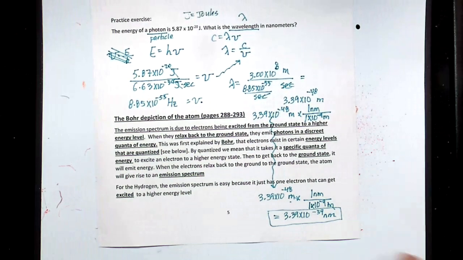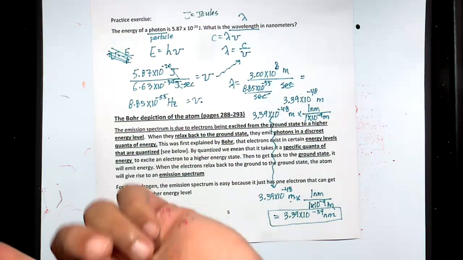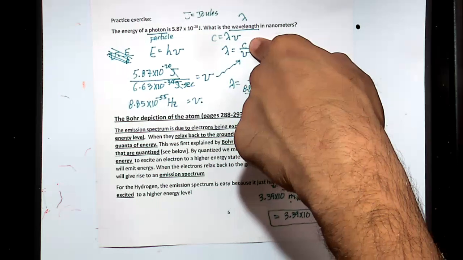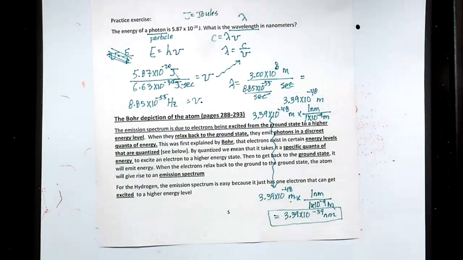So something that's a particle, we're calculating a wavelength. A particle has a property of a wave, such as a wavelength and a frequency. So that's what this whole quantum mechanics thing is all about.